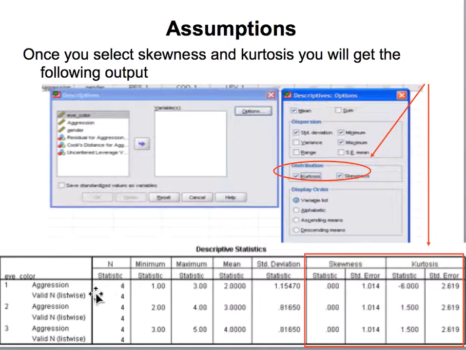If I want to look at it here, I have my aggression values. I see that my skewness here is all 0. My kurtosis, though, is out of whack. Really big negative value here, and I have problems here and here as well. So that's not the greatest. I might not be able to use ANOVA for that.